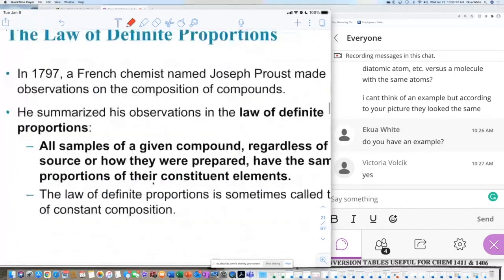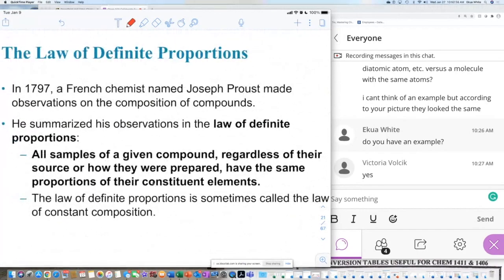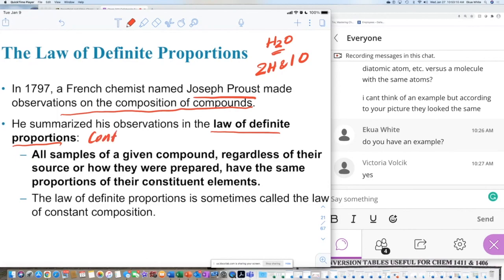Okay? So then we move on and we see the other law that came up to support Dalton's theory. Scientist Joseph Proust made observations of the compositions of compounds. So Joseph Proust essentially said, when you look at chemical compounds, if you look at water, for example, regardless of where you get the water, it always has two hydrogens for every one oxygen. So we're told here, the law of definite proportions, the context here is chemical compound.